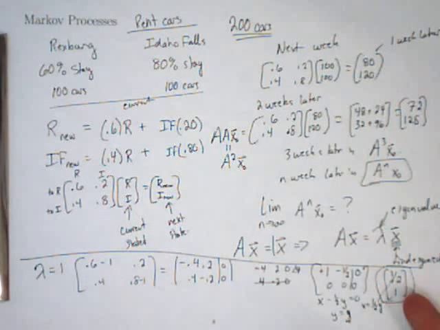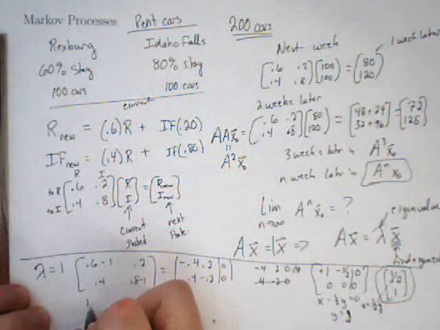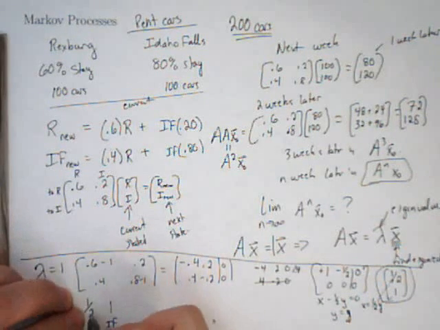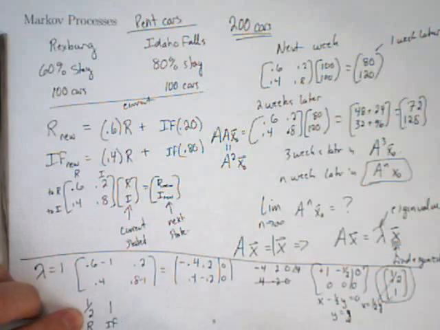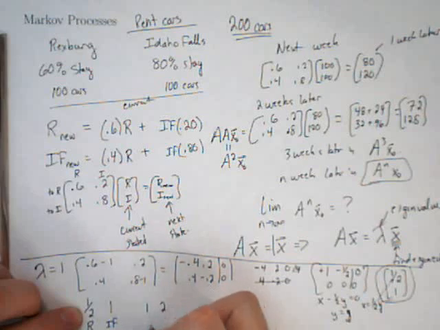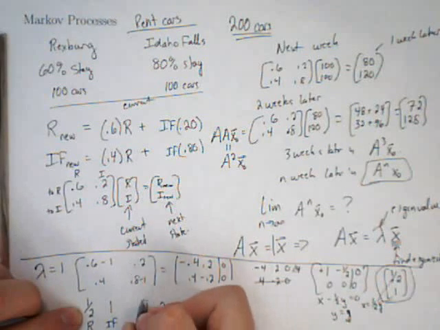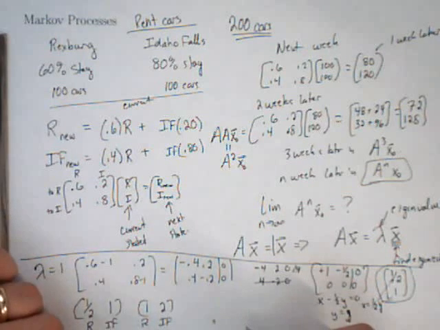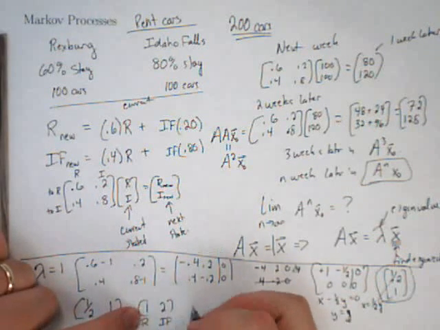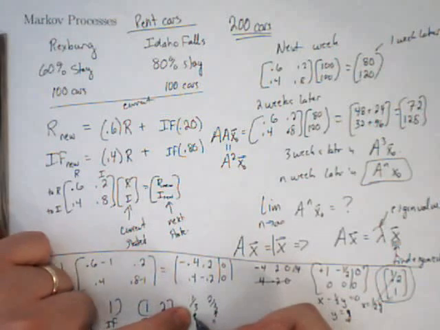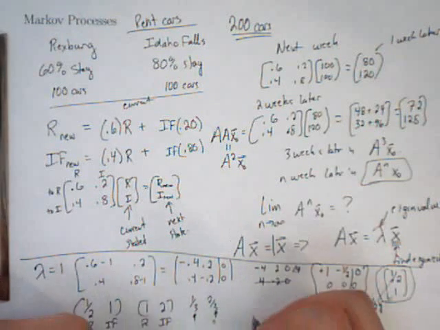So I've got an eigenvector. Well, that eigenvector tells me that the ratio of Rexburg to Idaho Falls is 1/2 to 1. If I double each of these, remember that eigenvectors can be multiplied by any scalar, this is 1 to 2. So for every 1 car in Rexburg, there'll be 2 cars in Idaho Falls. Well, if I sum those, I get 3 and divide by it, 1/3, 2/3. This is now the percent of cars in each spot. 1/3 of the cars are in Rexburg, 2/3 of the cars are in Idaho Falls.